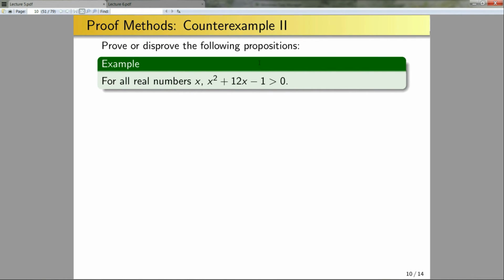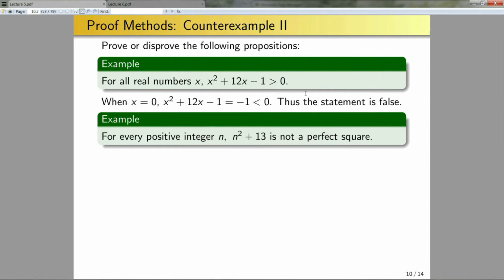So prove or disprove the following propositions. For all real numbers x, x squared plus 12x minus 1 is greater than 0. Well, if I look at this for a while, or maybe even plot the function, you can notice that it's not always positive. In particular, when x is equal to 0, this thing is equal to minus 1, which is less than 0, thus the statement is false because I've given a counterexample.